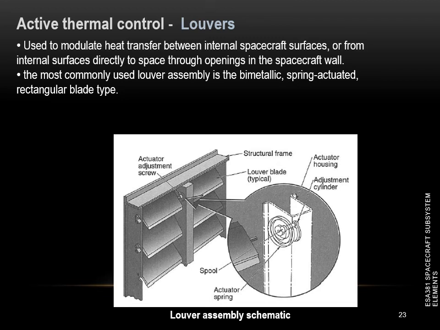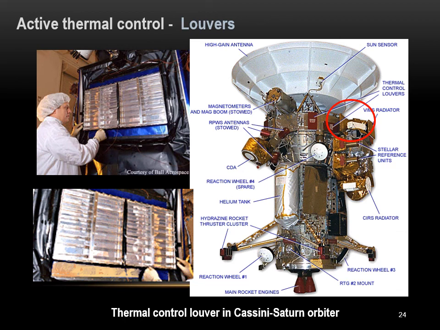Another example of active thermal control is louvers. Louvers are active thermal control elements that have been used in different forms on numerous spacecraft. While most commonly placed over an external radiator, louvers may also be used to modulate heat transfer between internal spacecraft surfaces or from internal surfaces directly to space through openings in the spacecraft wall.